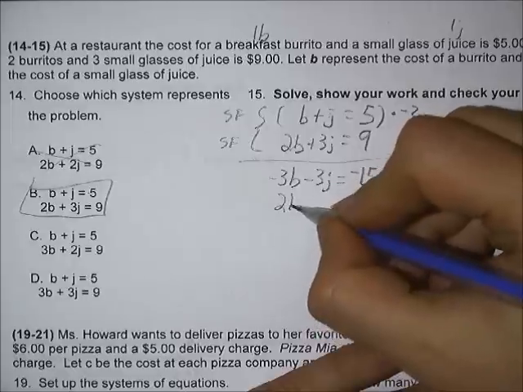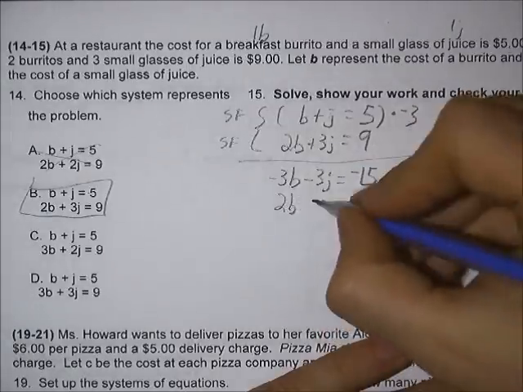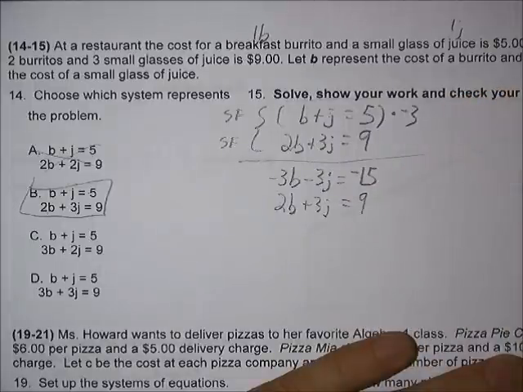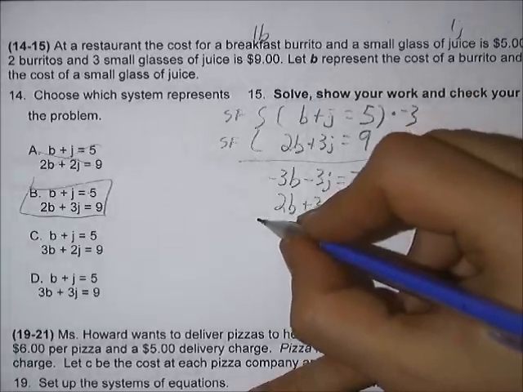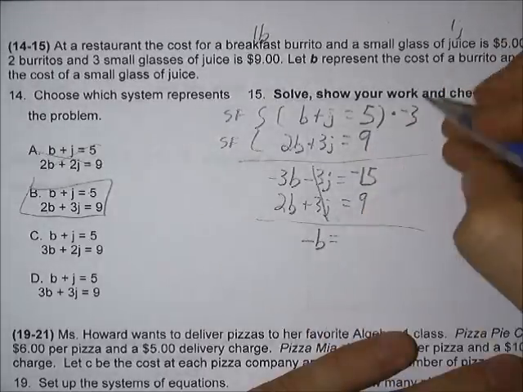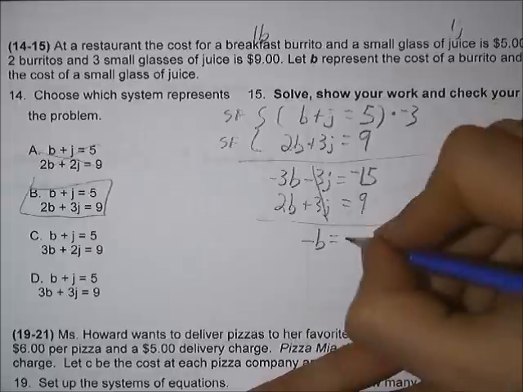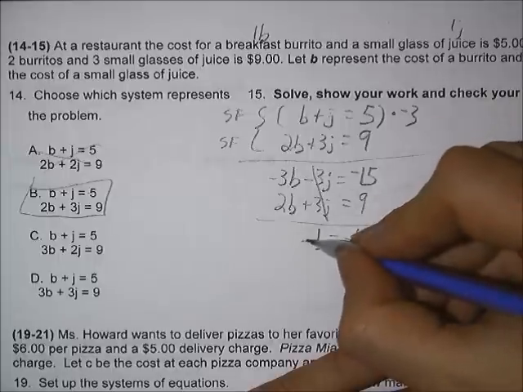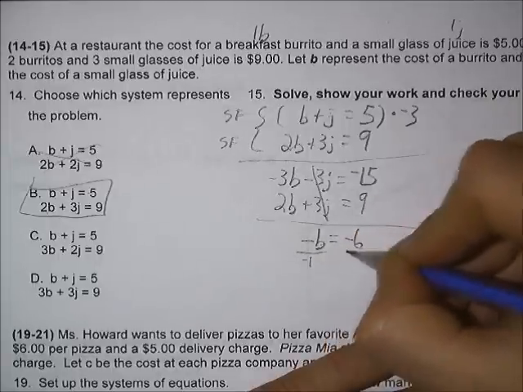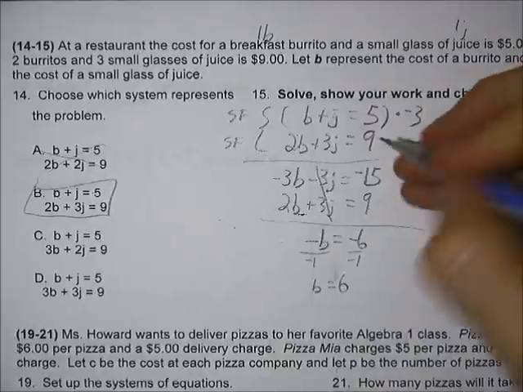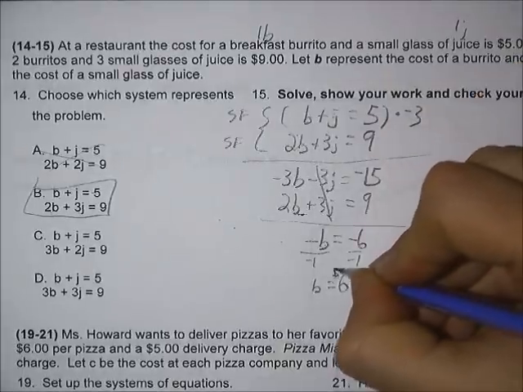Let's copy down my next equation. 2B plus 3J is equal to 9. And let's go ahead and add both equations together, the elimination step. Those two will cancel. Gives me -B is equal to -15 plus 9 is -6. Now remember, a negative variable is shorthand for -1 times. So let's divide both sides by -1. And that gives me B is equal to 6. So it looks like the cost of a burrito is $6 a piece.